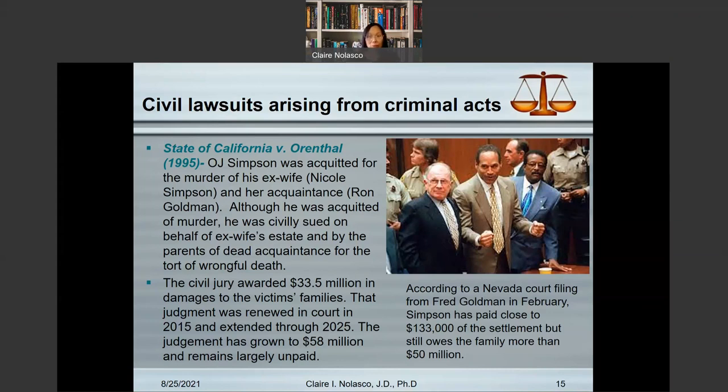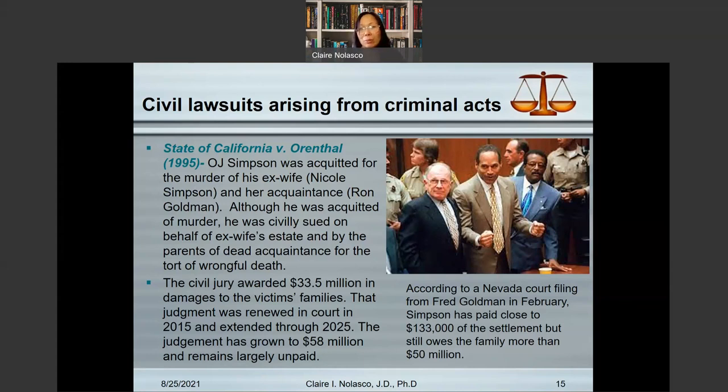In the civil action that followed, the civil jury awarded the victim's families $33.5 million in damages. It was renewed in court in 2015 and extended through 2025. The judgment has grown to about $58 million, but O.J. Simpson is still contesting it in court and doesn't want to pay it. According to a Nevada court filing from Fred Goldman, the parents of the deceased, in February of this year, 2021, Simpson has paid close to $133,000 of the settlement, but still owes the family more than $50 million.